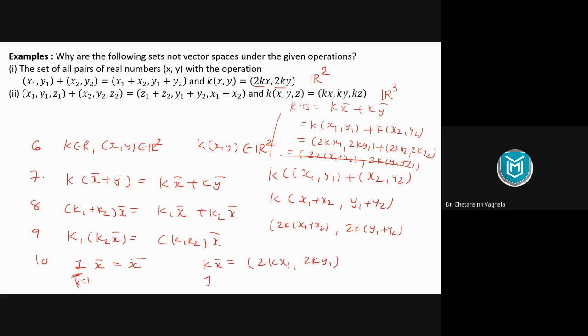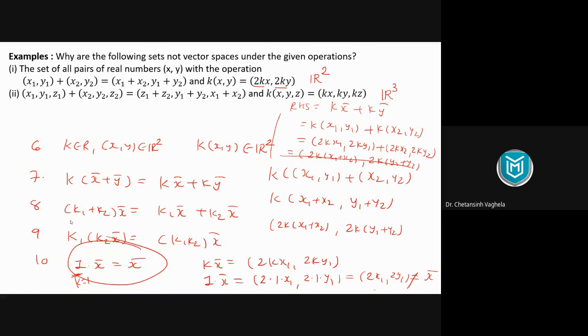So what will be 1 into x bar? It is actually (2 into 1 into x1, 2 into 1 into y1). So that will be (2x1, 2y1). Now, do you think this is x bar? It is actually 2 times x bar, right? It is not x bar. That means this is not equal to x bar. So condition 10 is creating the problem. So the smallest, the shortest condition, right?